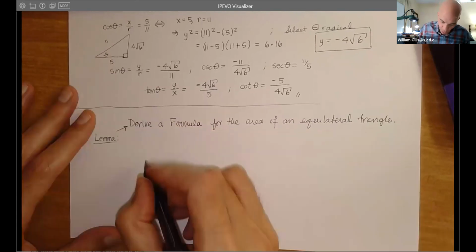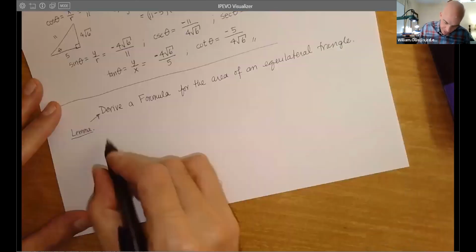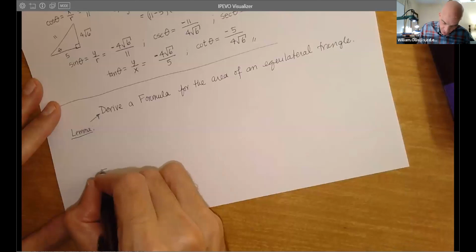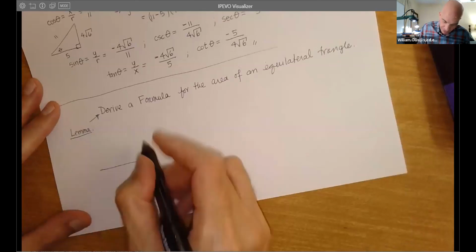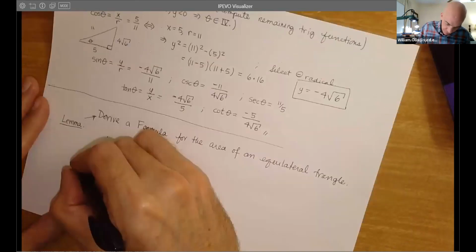Let's just draw what we drew before. That gives us the 30, 60, 90 triangle. So we don't have to do this, but sometimes it's good just to draw a little visual.